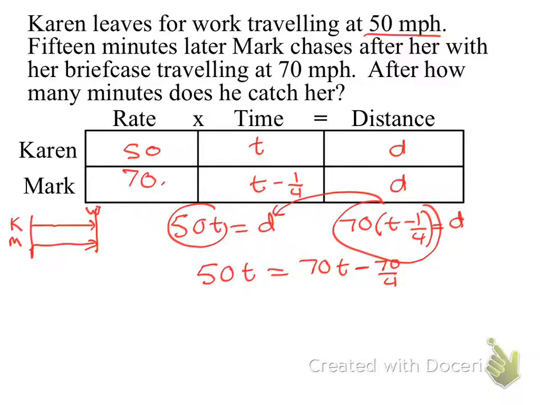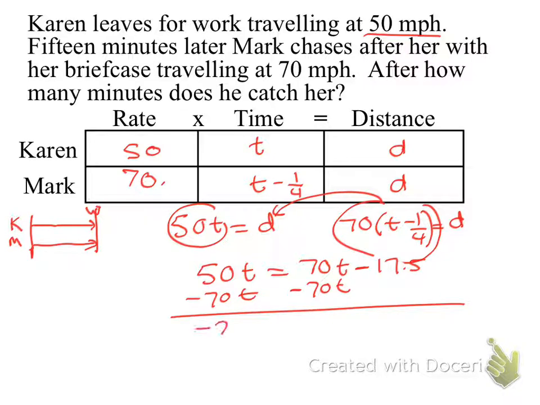Okay? So I'm doing 70 over 4, which is 17.5. So I'm going to change that to 17.5. I'm going to subtract 70t from both sides, and we are left with negative 20t equals negative 17.5. Divide by negative 20, divide by negative 20, and t equals 0.875. And remember, this is in hours.